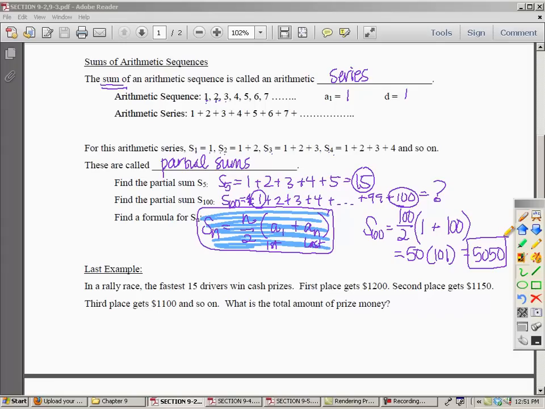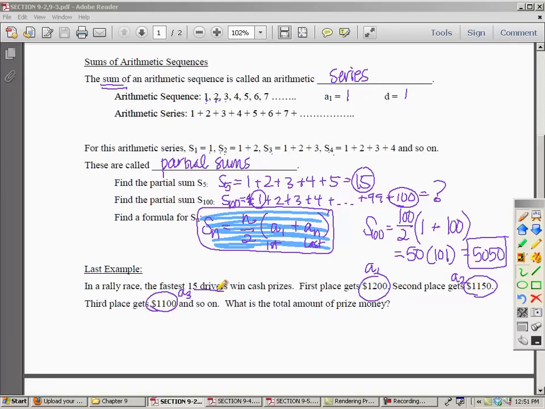For Mr. Wilcox, of course, he's talking about rally races. The fastest 15 drivers will win cash prizes. First place gets 1,200. Guess what this is? A sub 1. Second place gets 1,150. That's A sub 2. Third place gets 1,100. That's A sub 3, and so on and so forth. What's the total amount of prize money?